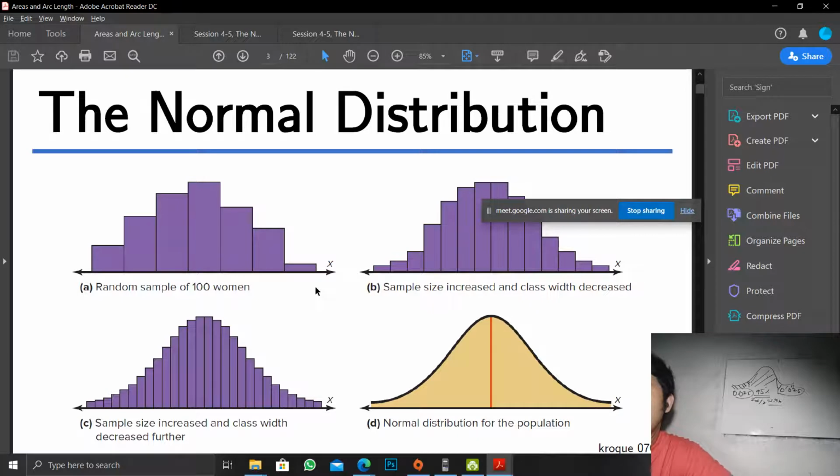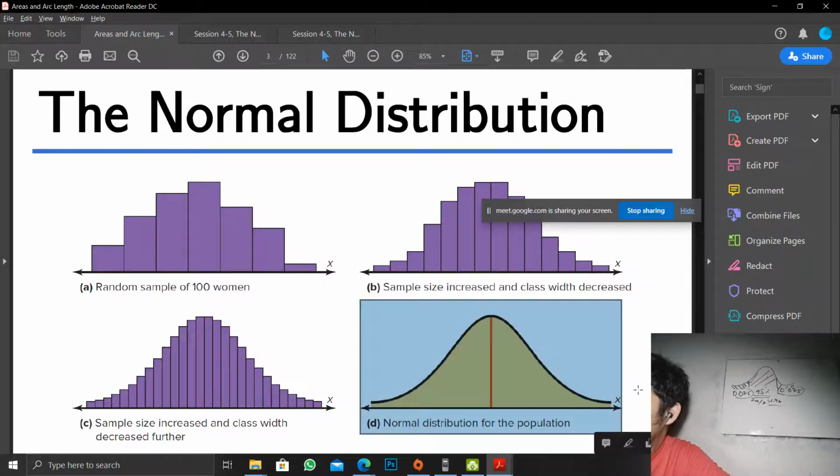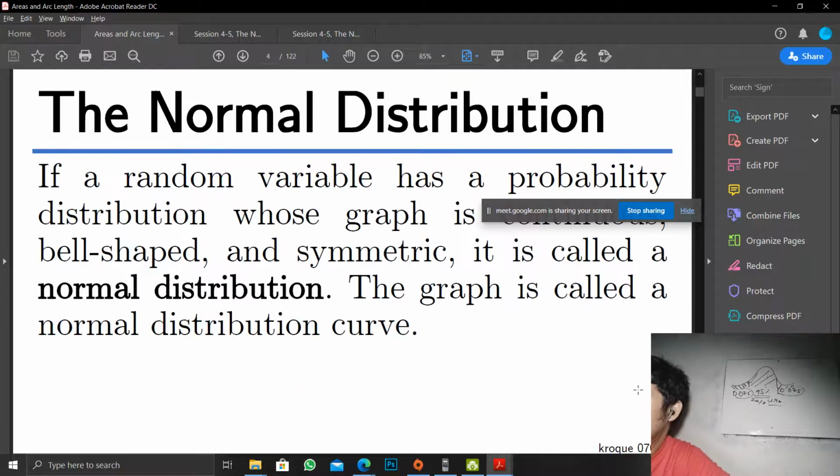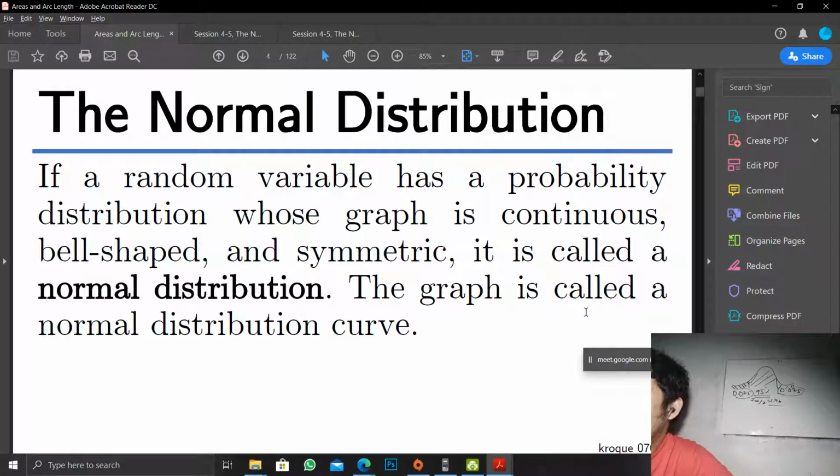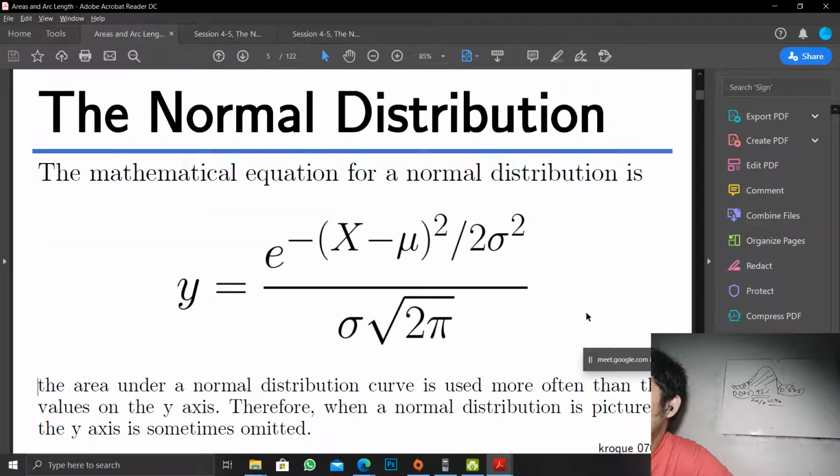They can tell you about the skewness of your data. And in fact, kasi sample lang yun eh, if you make the class width smaller and increase the sample size, you will eventually reach this very good-looking curve. That is what you call the normal distribution for your population. So, ayan, if a random variable has a probability distribution whose graph is continuous, bell-shaped, and symmetric, it is called a normal distribution. The graph is called a normal distribution curve. It is given by this formula, but you don't need to memorize this at all.